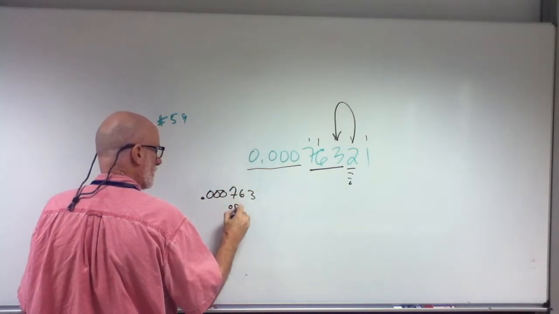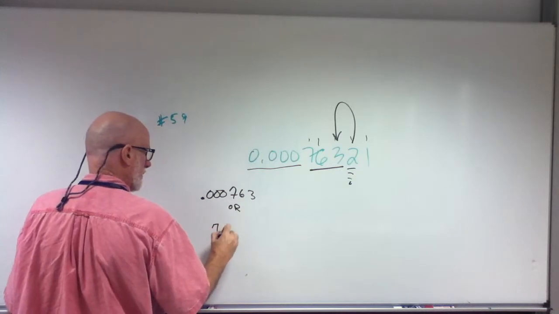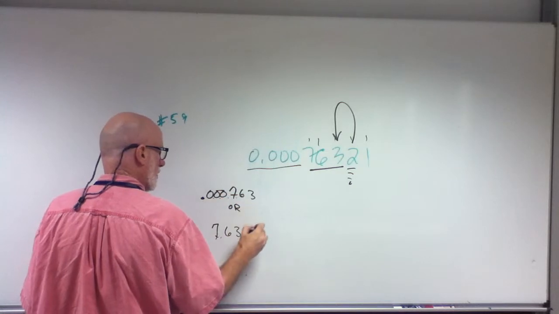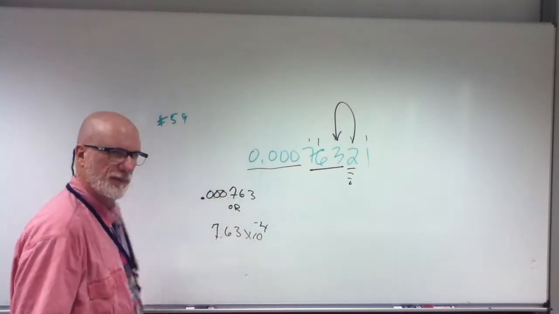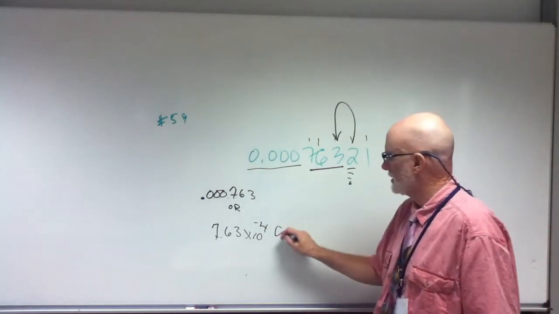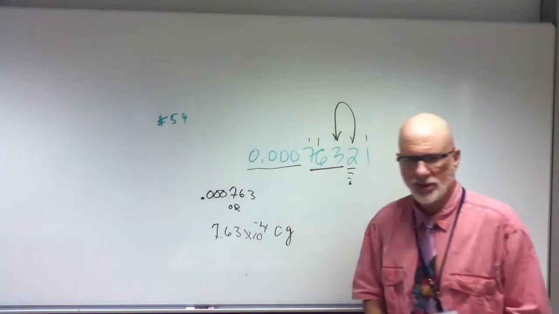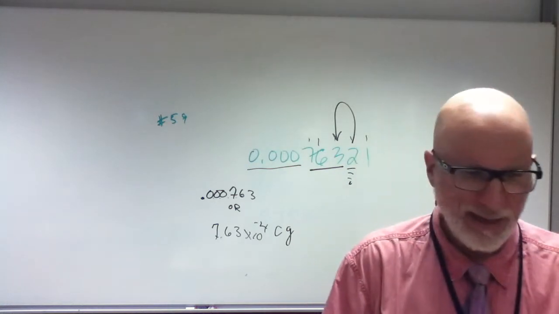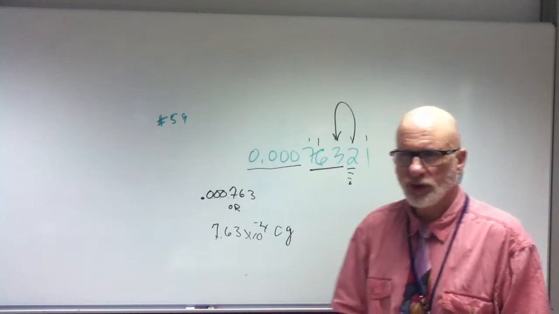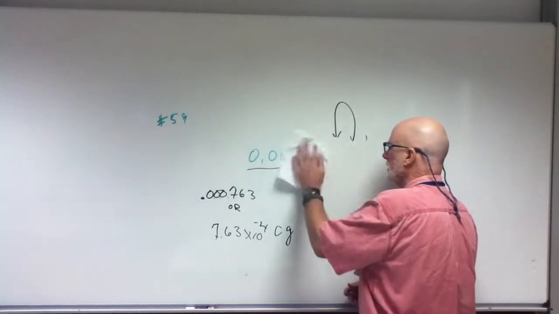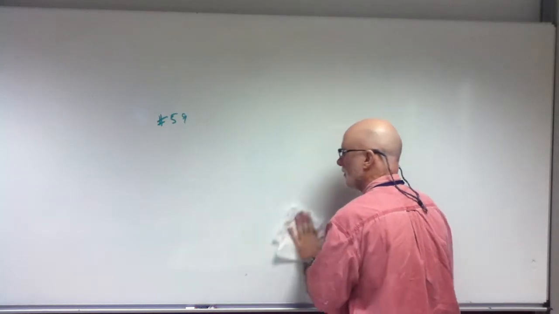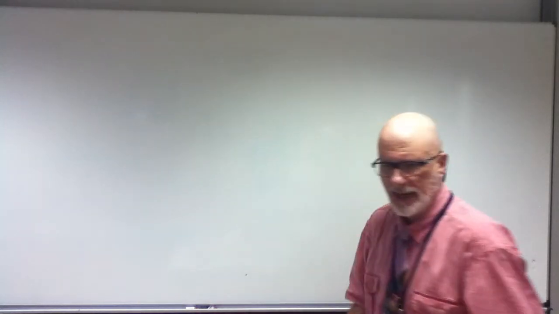So it's going to be 0.000763 or 7.63 times 10 to the negative 4. Correct? And the book says that that is centigrams. Can we quit there? I think that's pretty straightforward. Do you agree? Yes? All we're doing in this problem is rounding, and then we are converting to scientific notation. Both are going to be important for the test.